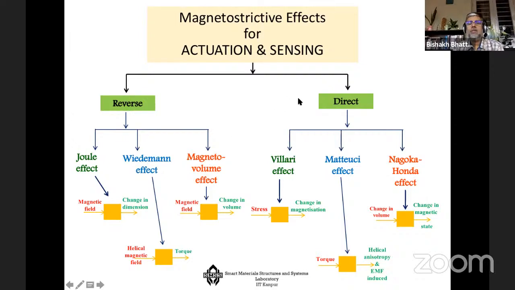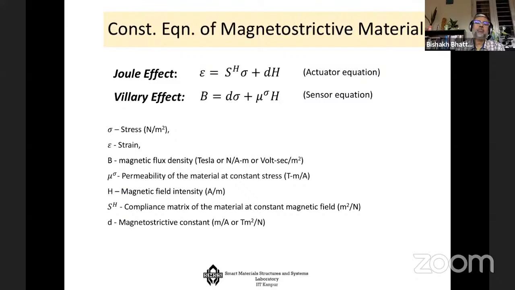On the other hand, as a sensor, if you change the length and changes happen in the magnetization, that is called the Villari effect. The Matteucci effect is if you twist a magnetostrictive material and you see a change in magnetization. And the Nagaoka-Honda effect is just the reverse of the magnetovolume effect, where to a change of volume, there is a change in magnetic field that happens in the system.